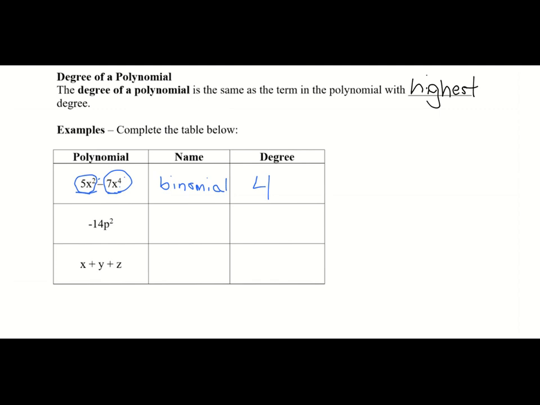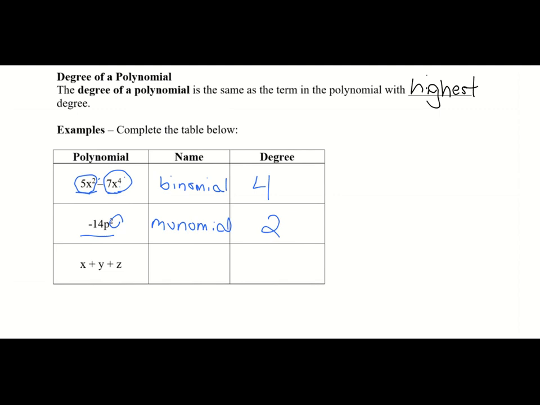Okay, next for the next one, one term here. So again, it's a monomial. Whatever the degree of the term is, that is the degree of the polynomial. Because it's p to the 2nd power, that's our degree of 2.